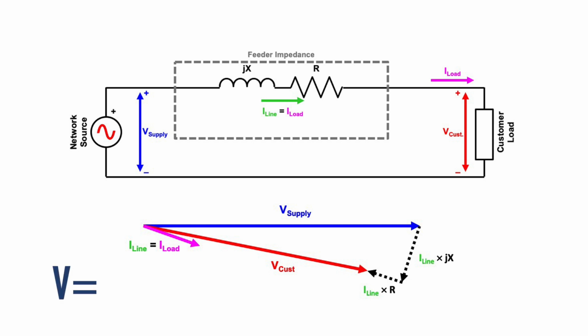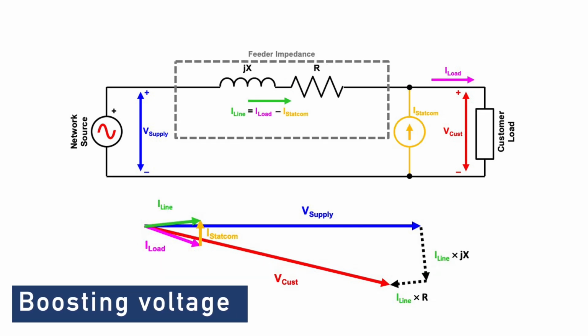From Ohm's law, we know that voltage drop equals current times resistance. Because the line impedance is made up of resistance and reactance, the customer voltage is at a slightly different angle to the supply voltage. The important thing to note is that the customer voltage is smaller than the supply voltage.